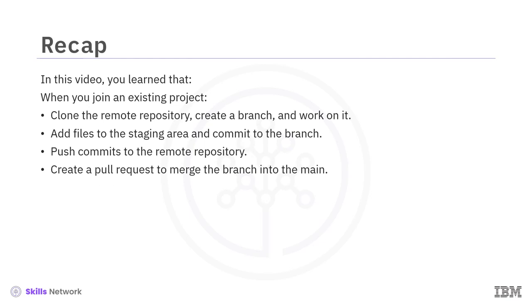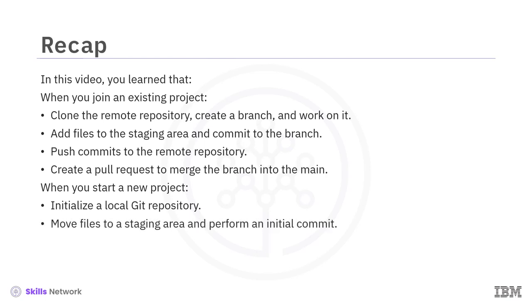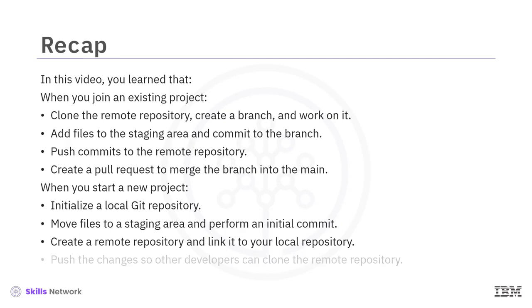When you start a new project, initialize a local Git repository. Then, select the files you want Git to track, move them to a staging area, and perform an initial commit. Create a blank remote repository and establish a link with your local repository. Push the changes so other developers can clone this remote repository and follow the regular workflow for updating project files.